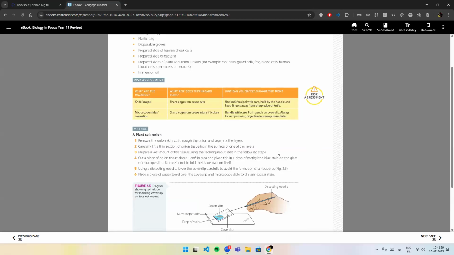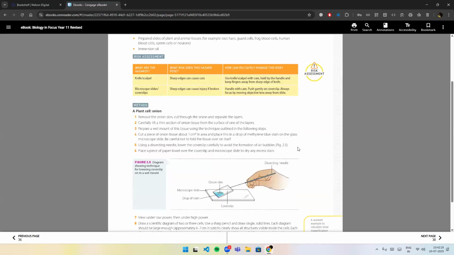Risk assessment. What are the hazards? What risk does this hazard pose? And how can you safely manage this risk? Knife or scalpel: sharp edges can cause cuts. Use knife or scalpel with care, hold by the handle, and keep fingers away from the sharp edge of the knife. Microscope slides or cover slips: sharp edges can cause injury if broken. Handle with care. Push gently on cover slip. Always focus by moving the objective lens away from the slide.